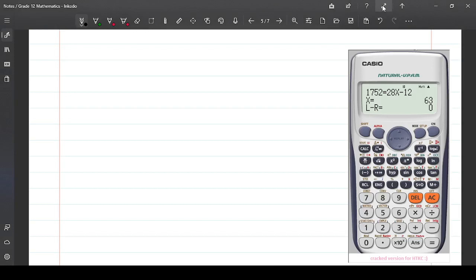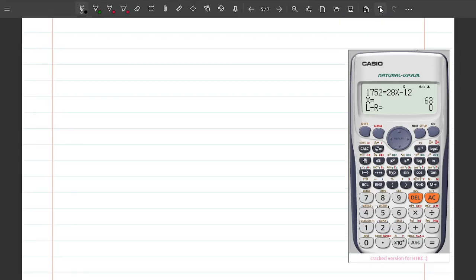So, this is the last part of our number patterns, sequences, and series, and this is going to be on geometric patterns.